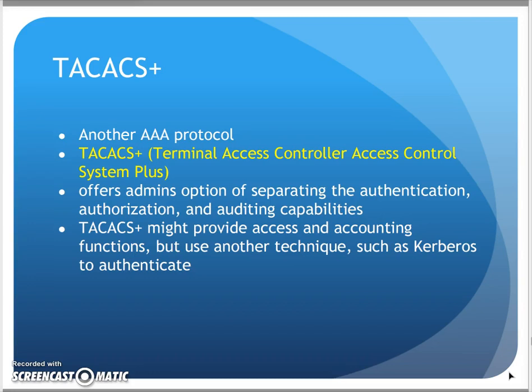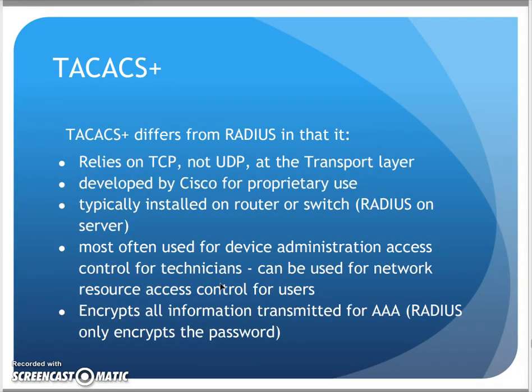Another AAA protocol is TACACS. This is the option of separating out the three A's, if you will. I can have access, accounting, and authorization broken out, and use something like Kerberos to authenticate, and then TACACS does the accounting and the authorization if I want to. The difference from Radius is that it relies on TCP, not UDP.